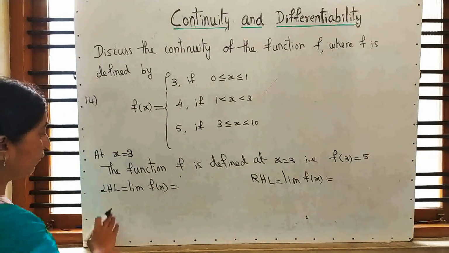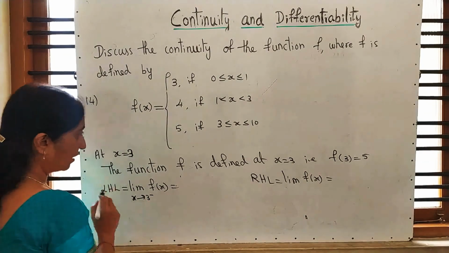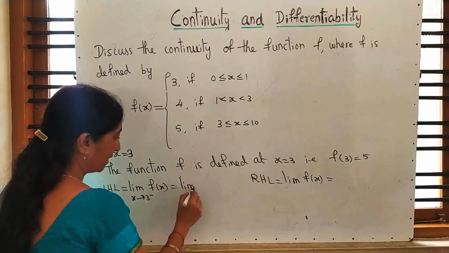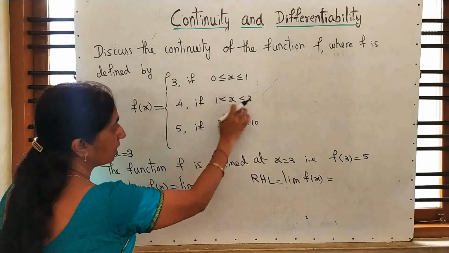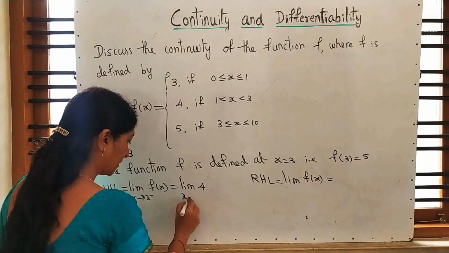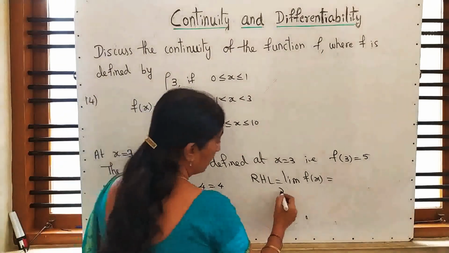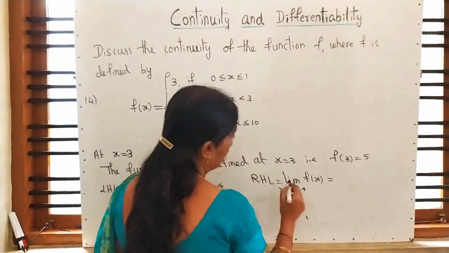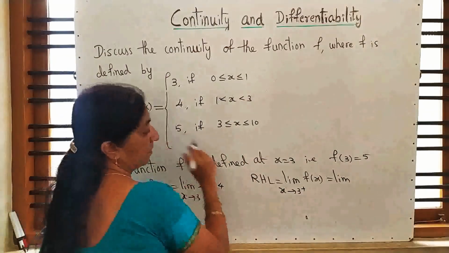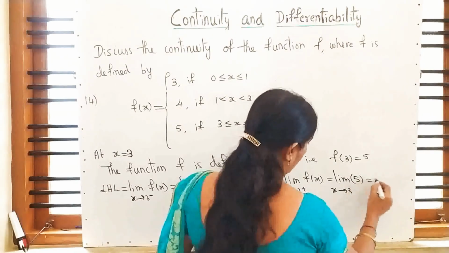Now we are moving to the left hand limit. Limit f of x as x tends to 3 minus. See, in this expression where x is less than 3, it is the limit 4. That means your answer is 4. And the right hand limit, x tends to 3 plus. Which function are you selecting? X is greater than 3 is here, 5. That means your answer is 5.